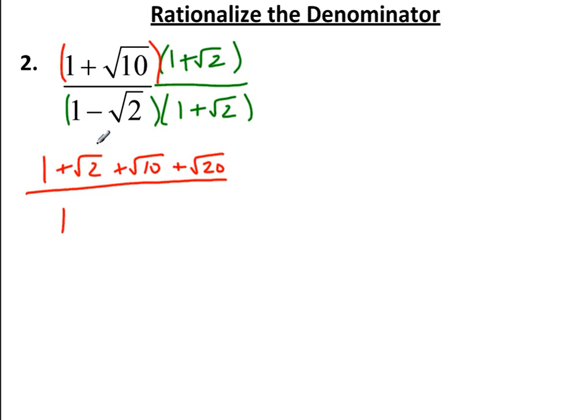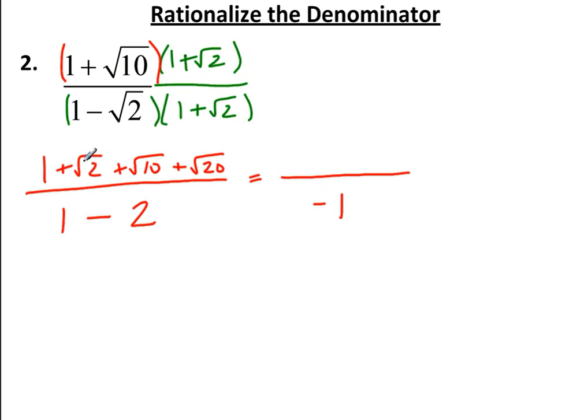Now I should know that when I multiply by the conjugate, I'm going to get a positive root 2 and a negative root 2, so I don't have to worry about writing that because it's going to zero out. But a negative root 2 times a positive root 2 is going to be a negative root 4, and the square root of 4 is 2. So 1 minus 2 is negative 1.